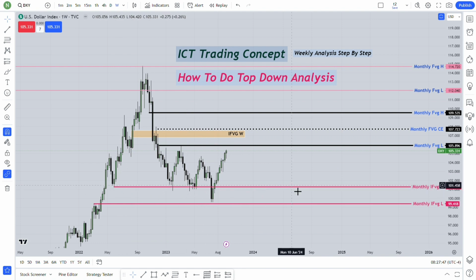Here is the monthly fair value gap, which has already traded, and it has cleared all the liquidity from here. It gave me the market structure shift over here, though there is no fair value gap on the daily chart, so I'm expecting that it will go higher. This is a very big week because Wednesday is FOMC day, so I think this week the market will go to this fair value gap at least, or if it has more energy, it can go to the consequent encroachment of the monthly fair value gap. This makes my expectation for the dollar index that it will go higher.